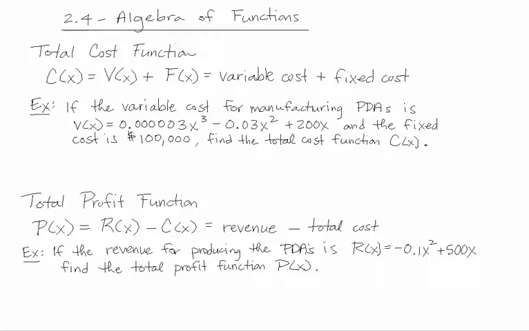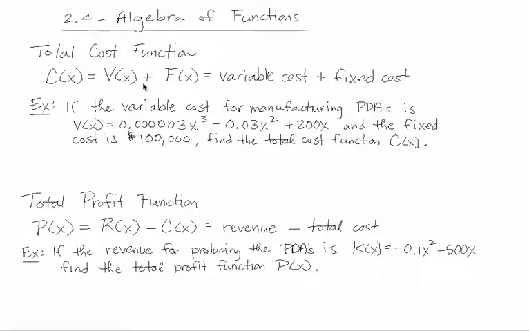So in our example, if the variable cost for manufacturing PDAs is v of x equal to 0.000003x cubed minus 0.03x squared plus 200x, and the fixed cost is 100,000, we want to find the total cost function.